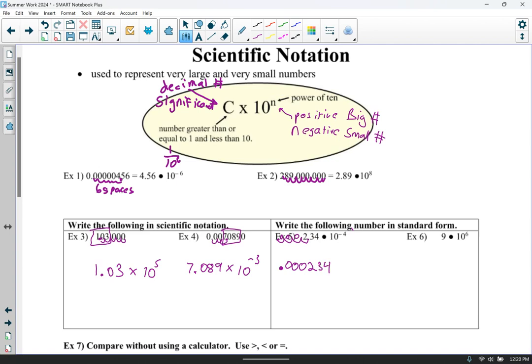Okay. And example 6, 9 times 10 to the 6th, positive exponent, it's going to be big, so we'd move 6 spaces to the right. Because there's no other digits past the 9, I know it's just going to be 6 zeros, 1, 2, 3, 4, 5, 6. And for our numbers that are larger than 1, we need to put in our commas for our place values, so we can see that that's 9 million.